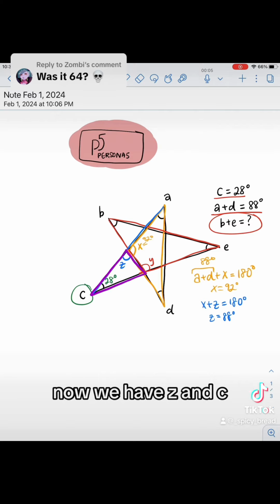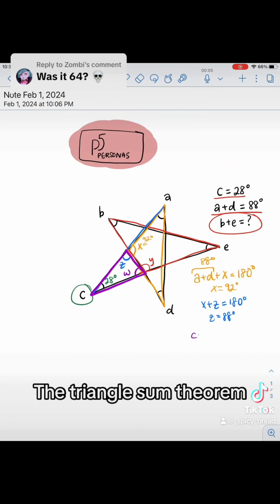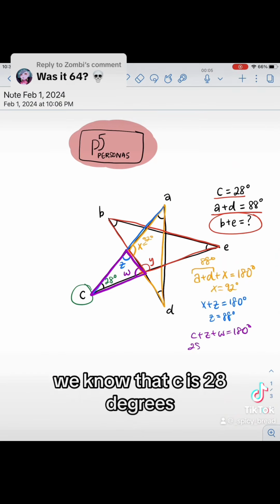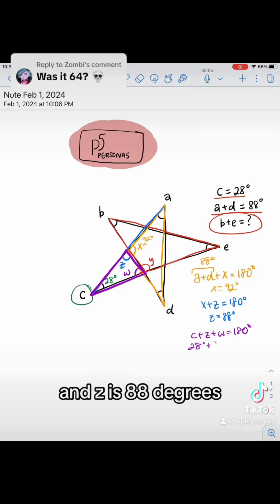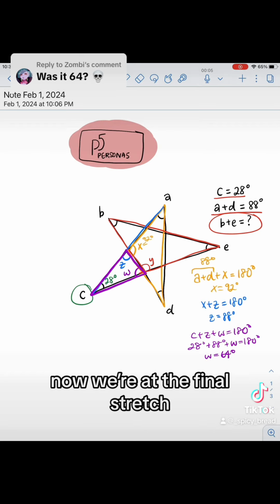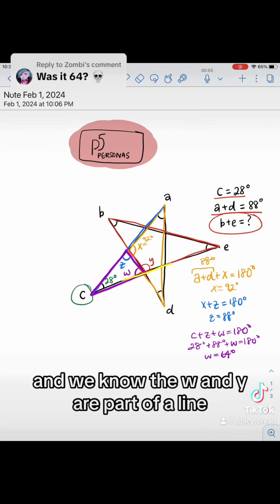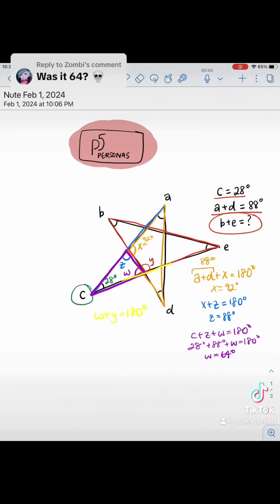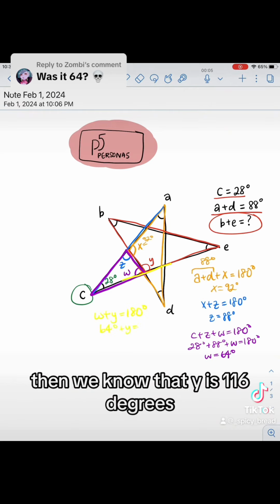Now we have Z and C, and we can use this triangle here to figure out this angle, which we can call W. So same thing, our triangle sum theorem, where we can figure out that C plus Z plus W is 180 degrees. We know that C is 28 degrees and Z is 88 degrees. So we now know that W is 64 degrees. Now we're at the final stretch, because now we know W, and we know that W and Y are part of a line. So we can say that Y plus W is 180 degrees. If we know that W is 64 degrees, then we know that Y is 116 degrees.